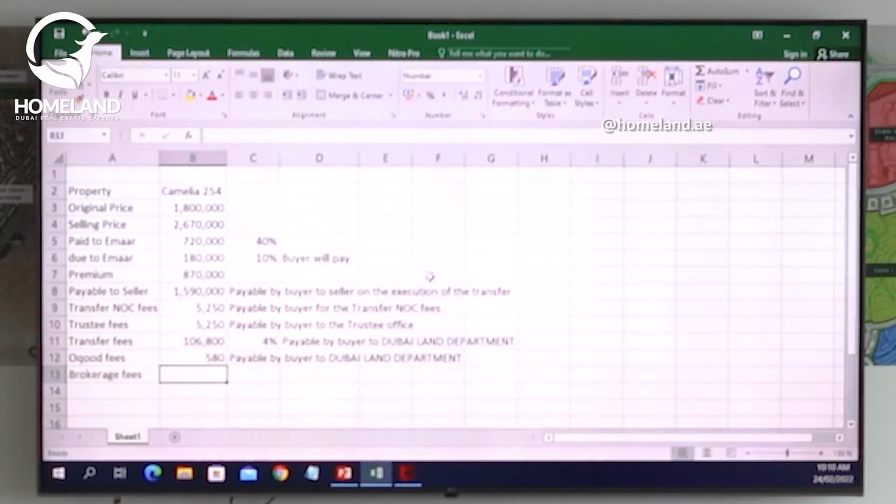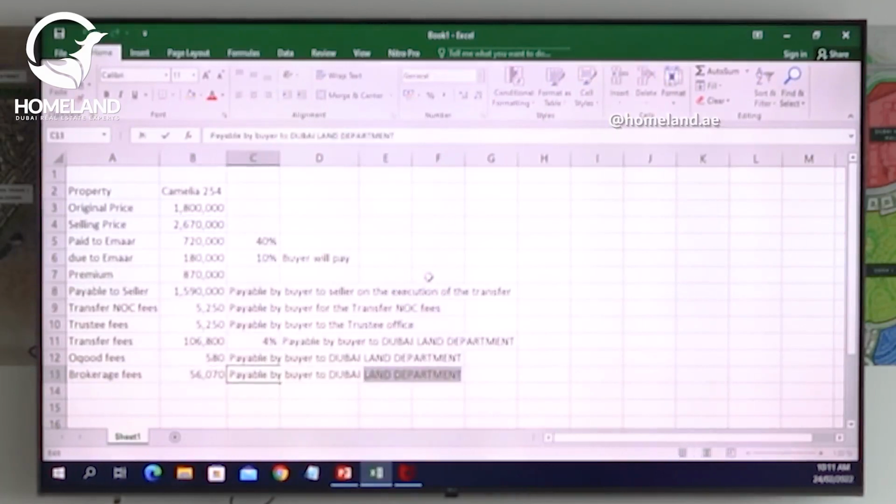How much do you want to charge? Listen, 2%. So it's the selling price multiplied by 2% plus 5%, right? What's the 5%? VAT. 2% plus VAT. VAT on the commission? Yes, of course. Every single dirham that comes in as income for you, you need to charge VAT because it's a service fee. Agreed? This one is payable by the buyer to the broker.